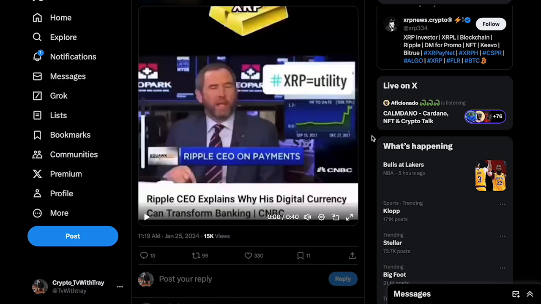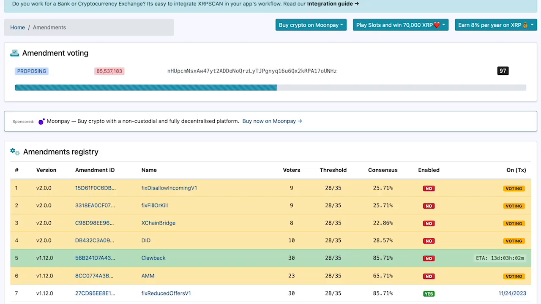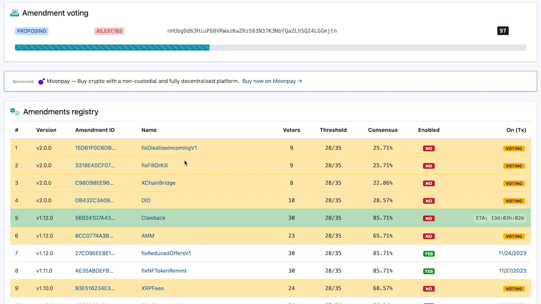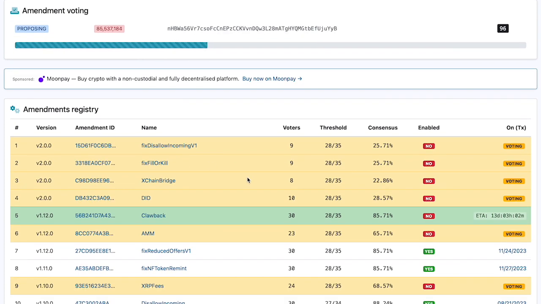Well, that's a great question. I'm going to tell you how XRP is going to equal utility because the new clawback amendment just passed with over 30 voters. We're at 85.71% consensus, and it hasn't been enabled yet, but it will be enabled in about 13 days, 3 hours, and 2 minutes.